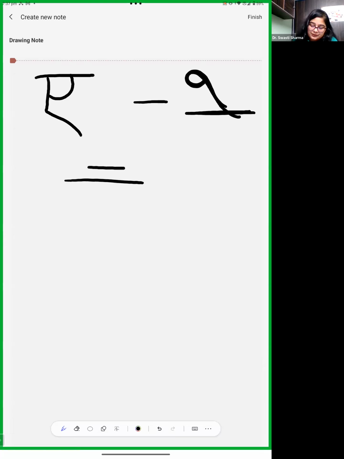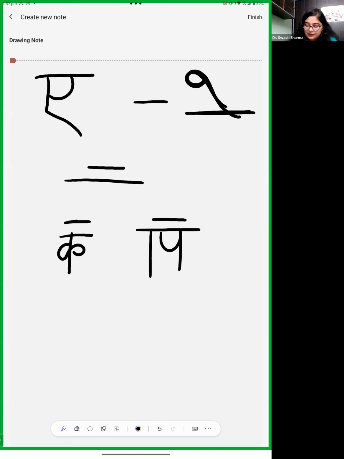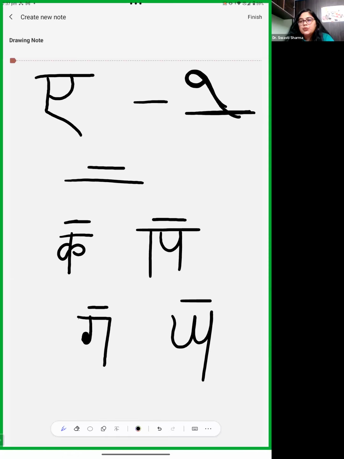So the ka we will make like this. The kha will be like this. It will be shorter than the letter. There's nothing different. We just put a straight line on each letter. Gha doesn't have the upper line, so we are not going to make it there. It is very simple. There's nothing special or different. So this is the matra A.